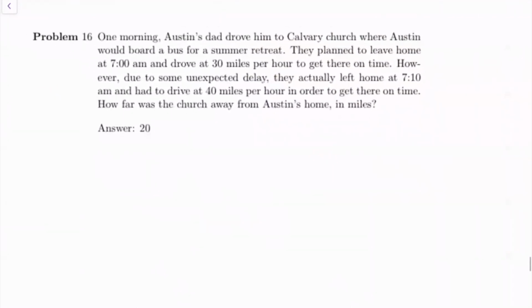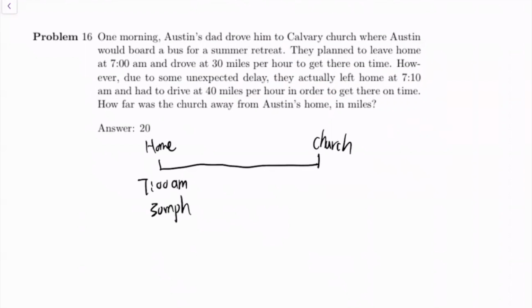Okay, question number 16. One morning, Austin's dad drove him to Calvary Church. This is home, and here is the church, where Austin would board a bus for some retreat. They planned to leave home at 7 a.m. and drive at 30 miles per hour to get there on time.